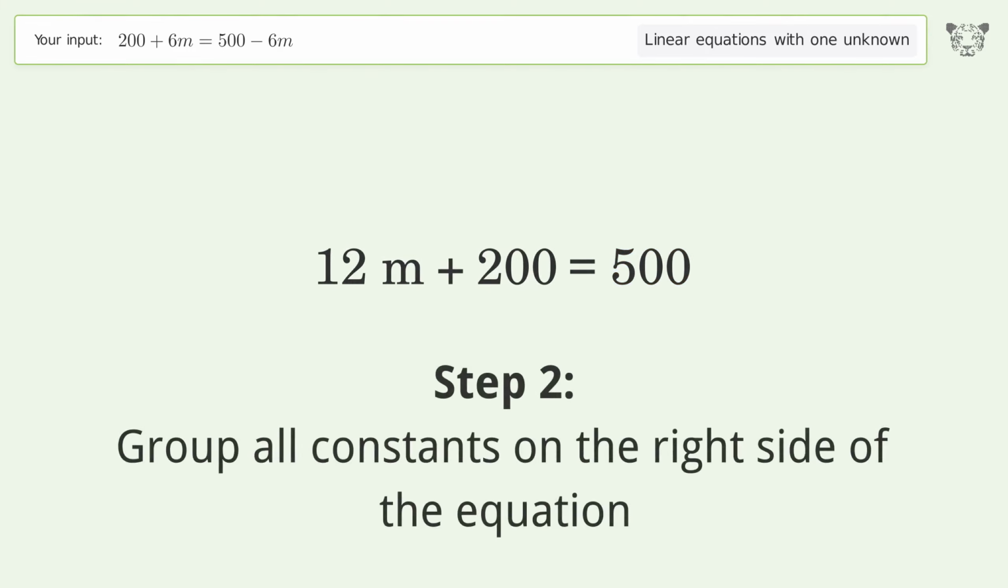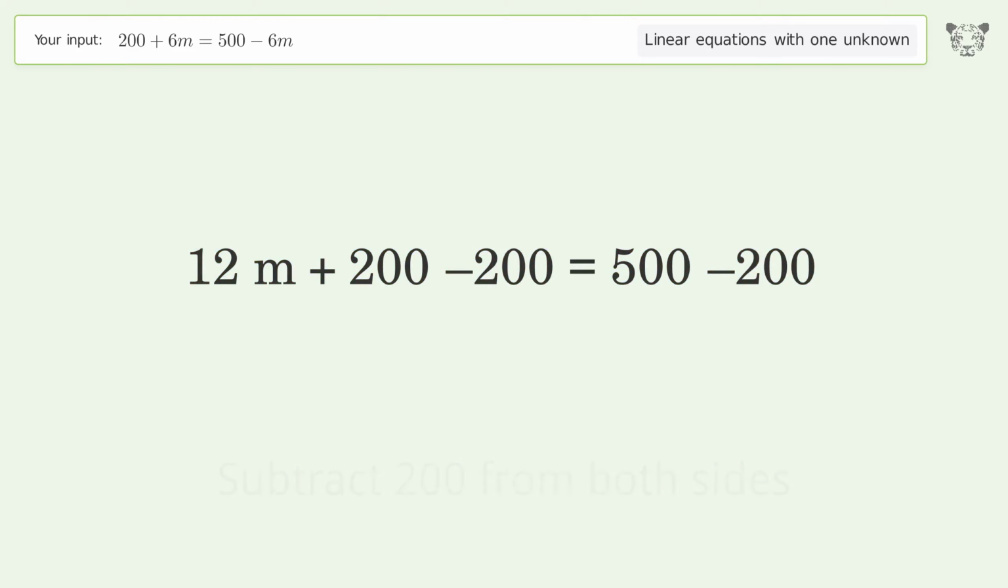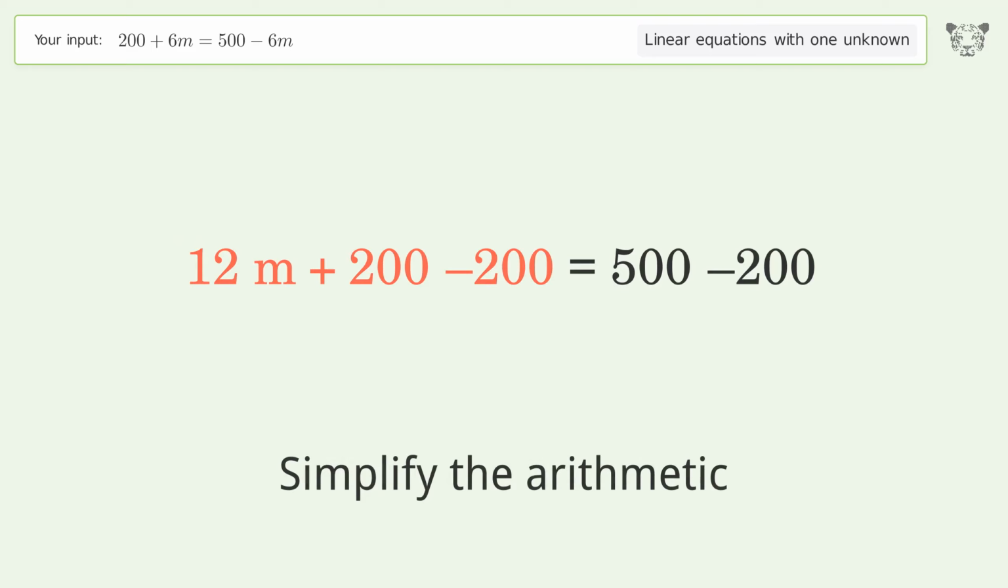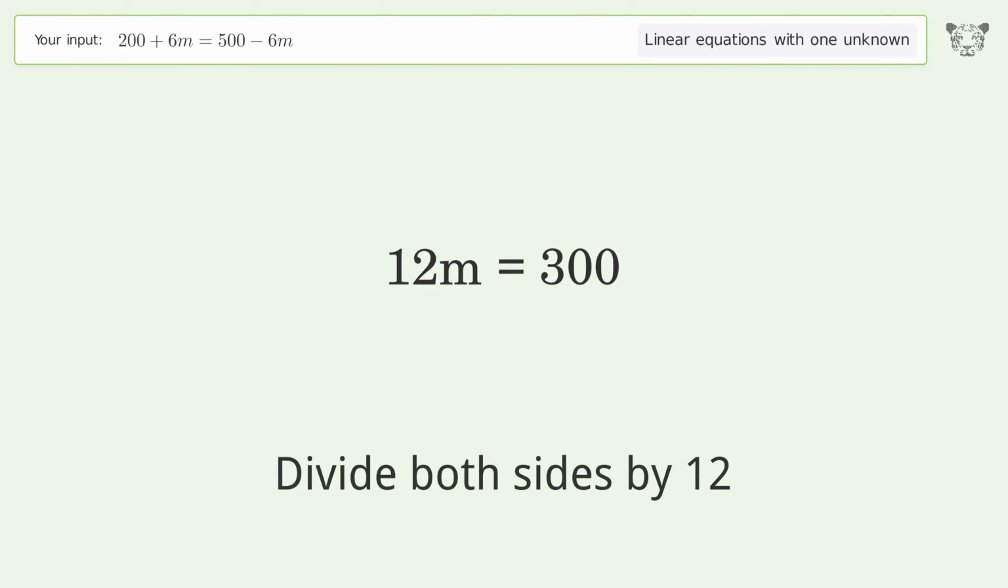Group all constants on the right side of the equation. Subtract 200 from both sides. Simplify the arithmetic. Isolate the m. Divide both sides by 12.